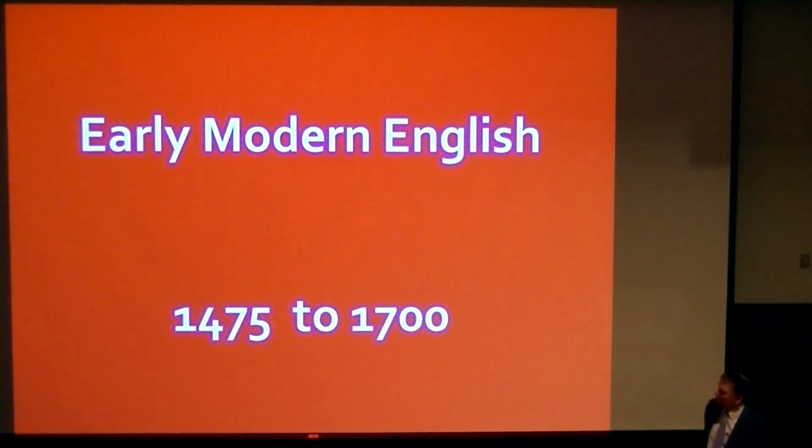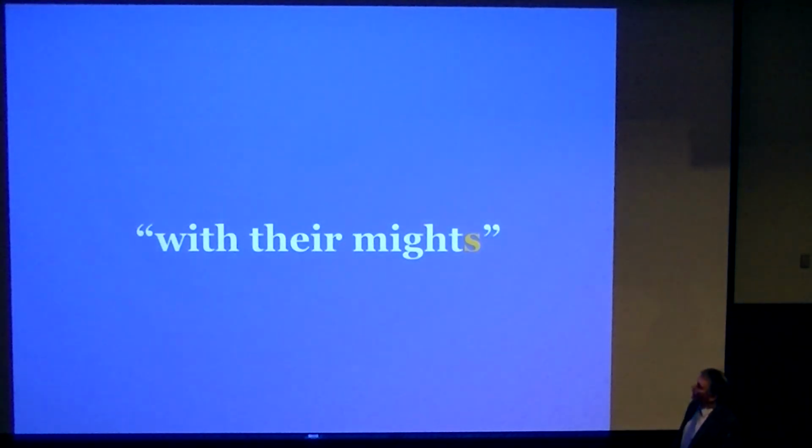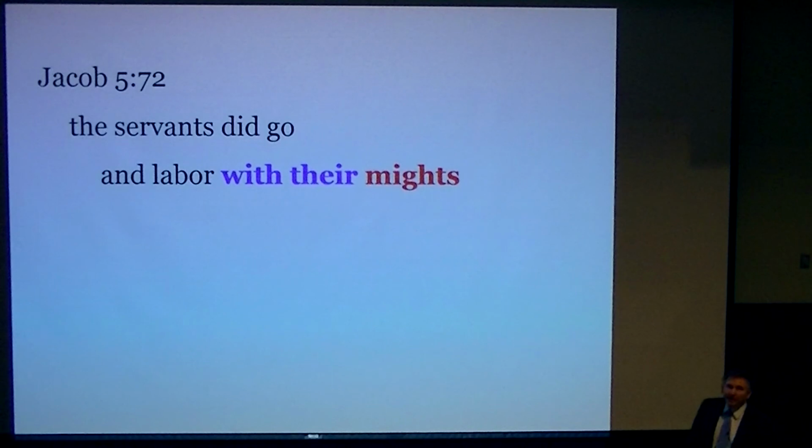Okay, early modern English, there's the time period we're looking at. 1475 is William Caxton printing in Westminster. It goes up to about the year 1700. We're going to begin with the phrase, with their might, in the plural. We see that in the current LDS text in Jacob 5:72 only.